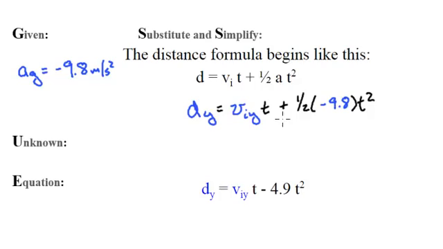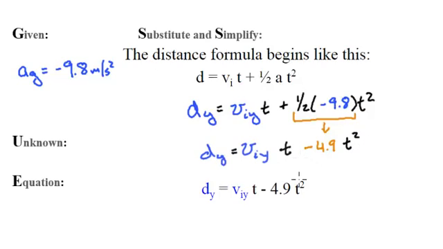Now if I were to simplify this portion of the equation, I would get negative 4.9, and then when I fill in the rest of the details, I get my simplified equation.